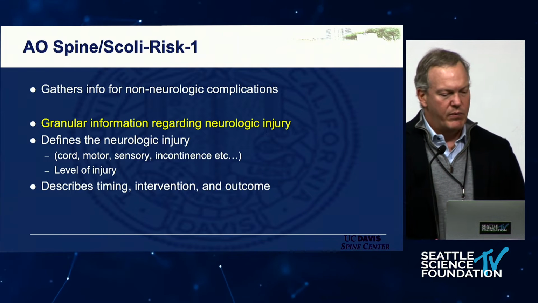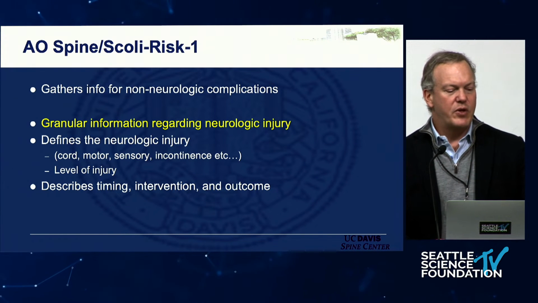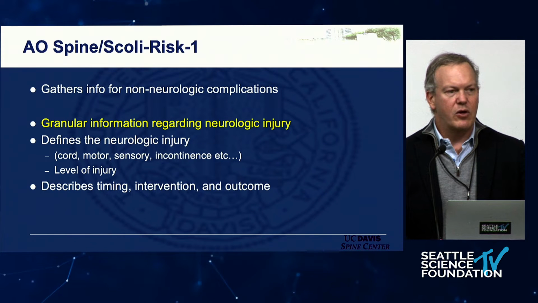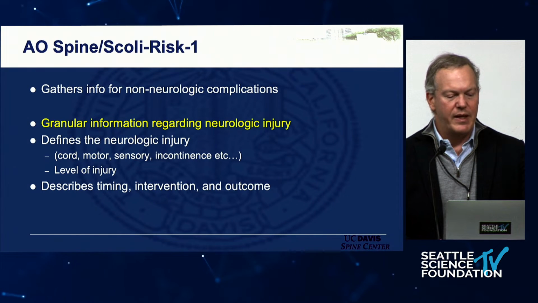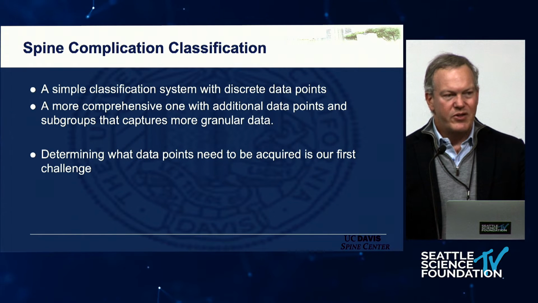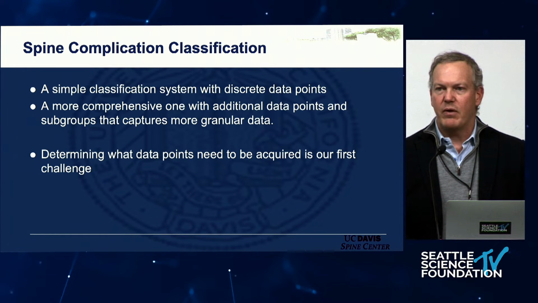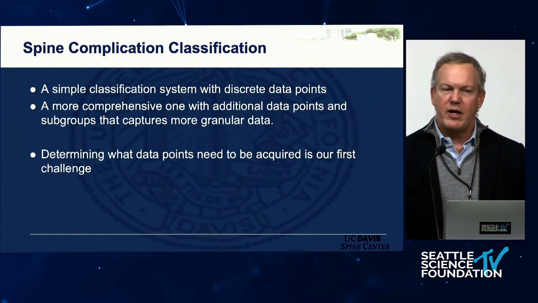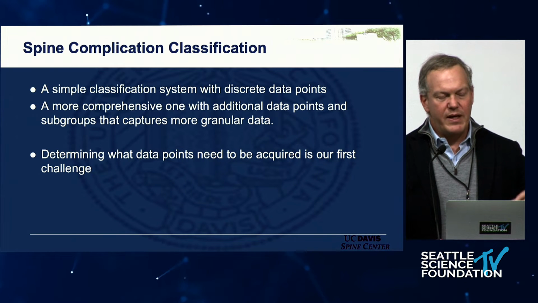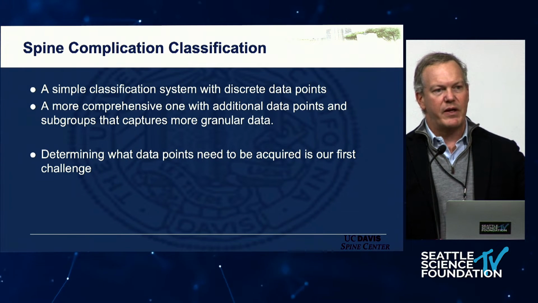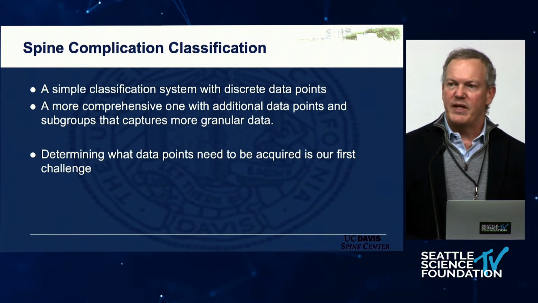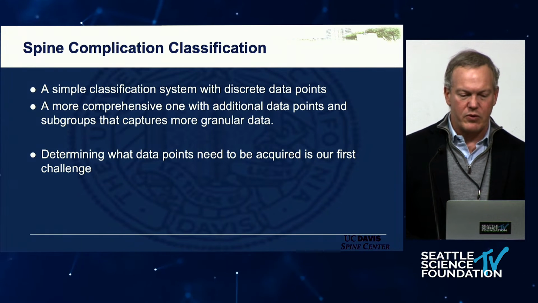AO Spine and Scoli-RISK really looked at complications and focused on the neurologic deficits. They looked at the neurologic injury, when it happened, where it happened, and described the critical portions of that, which were timing, intervention, and outcome. So with that, we started thinking, gosh, major and minor isn't granular enough. Then there's been some work, and the Clavien-Dindo system tries to recategorize this. Now, we didn't really love the Clavien-Dindo because it doesn't have a specific neurologic component that we could add easily into our system, and that is particularly impactful for spinal surgery.